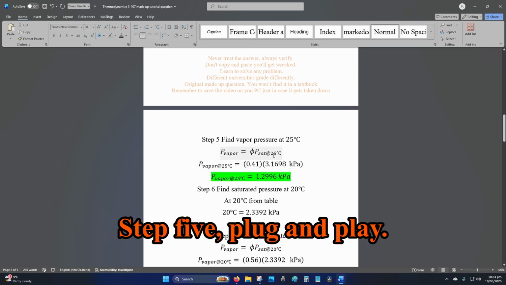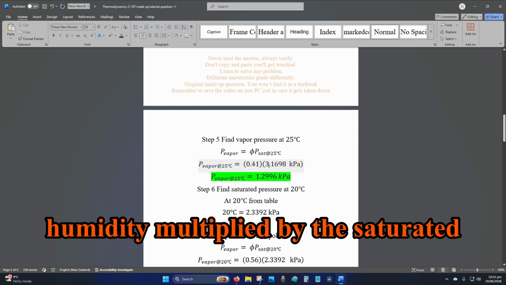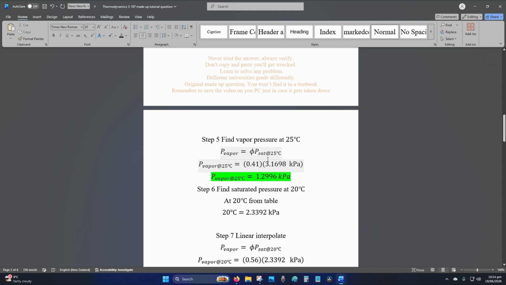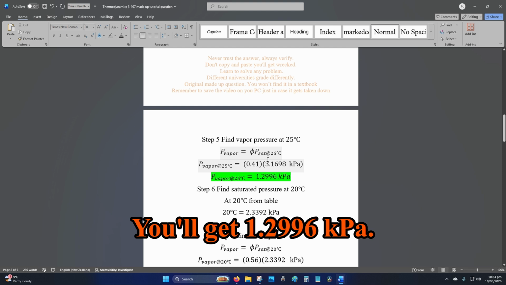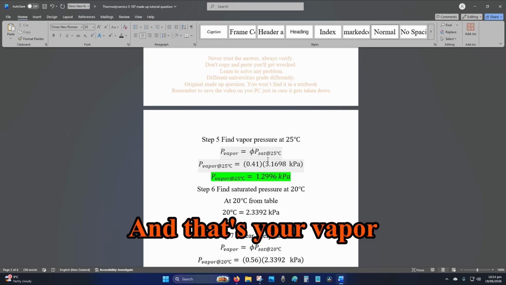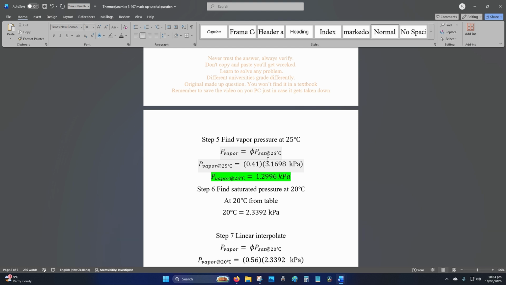Step 5, plug and play. So 0.41, that's your 41% relative humidity, multiplied by the saturated pressure that you found in your table. You'll get 1.2996 kPa. And that's your vapor pressure at 25 degrees Celsius.